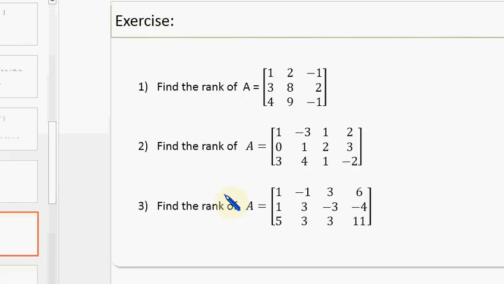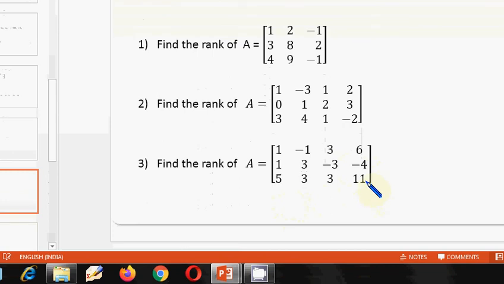Similarly, we can find the rank of these problems using the row reduced echelon form. The first one, A is 1, 2, minus 1, 3, 8, 2, 4, 9, minus 1. Similarly, the next one is 1, minus 3, 1, 2, 0, 1, 2, 3, 3, 4, 1, minus 2. So this one is 3 cross 4. Similarly, the next one is also 3 cross 4.